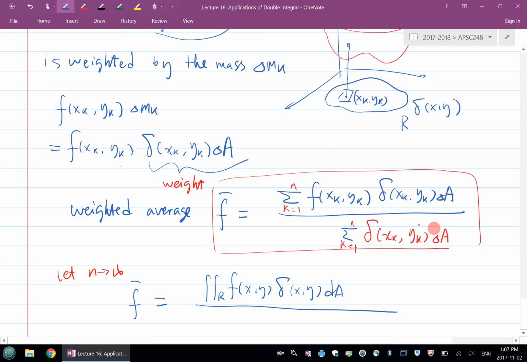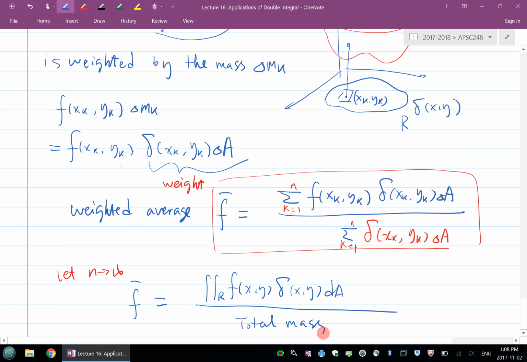And the bottom here, right? The bottom here, what would the bottom become? This is the density times the mass, small mass, one patch. You add all of them up, then the double integral gives you the what? The total mass. Right? It gives you the total mass.